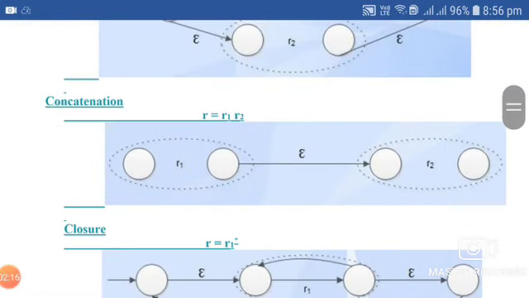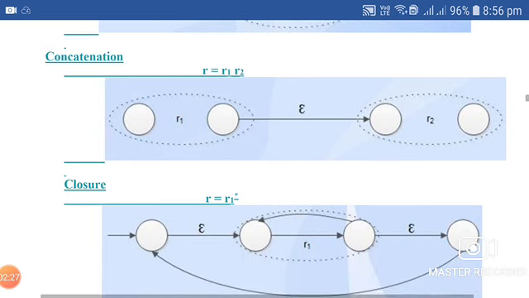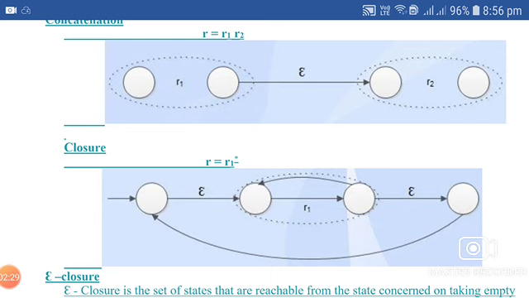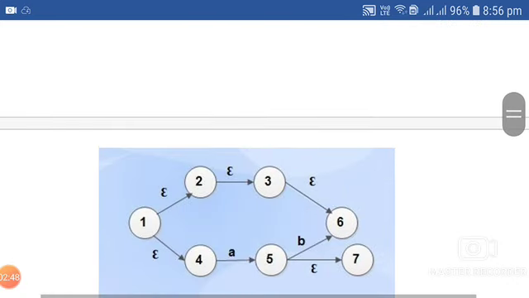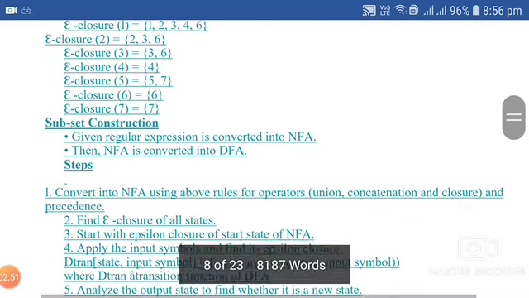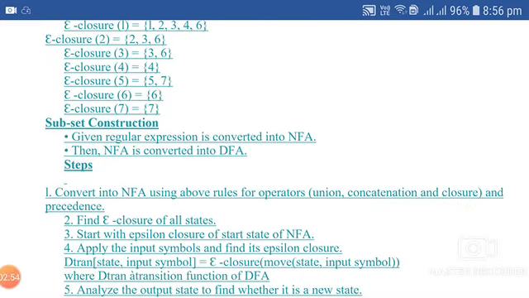We are going to the next diagram, concatenation. Concatenation is represented by R equals R1 R2, and in the diagram you can see how the concatenation is happening. The next one is closure, represented by R equals R1*. Next is epsilon closure. Epsilon closure is a set of states that are reachable from the state concerned on taking the empty string as input. That diagram is also given here. Next one is example 2. Next we are going for subset construction.